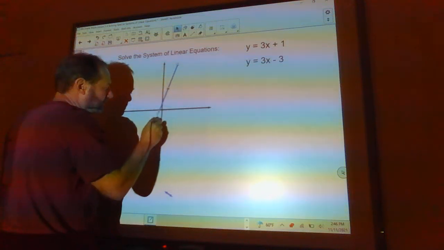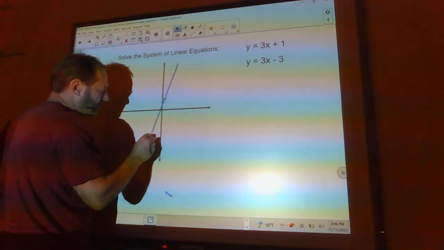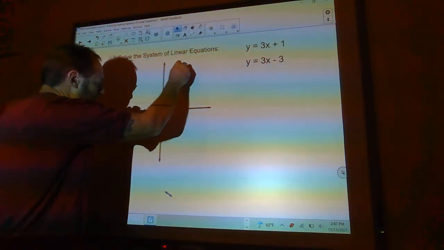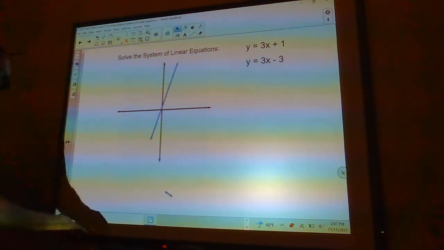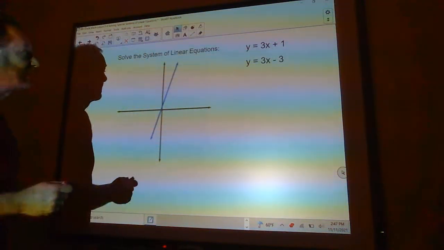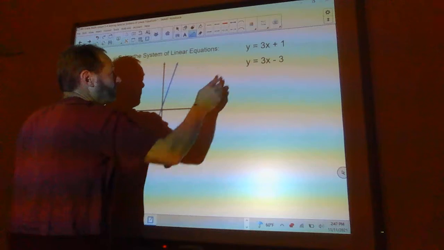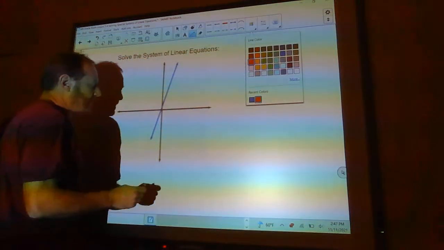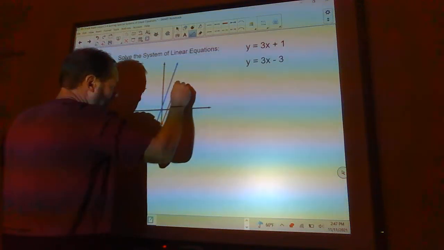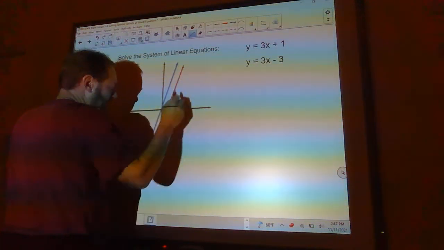Okay, it's going to go through the point 1. It's going to have a slope of 3. Just like that. Okay. Now, we've got 3x minus 3, so let's do this one in red. It's going to go through here. It's also going to have a slope of 3. So it's going to look like this.